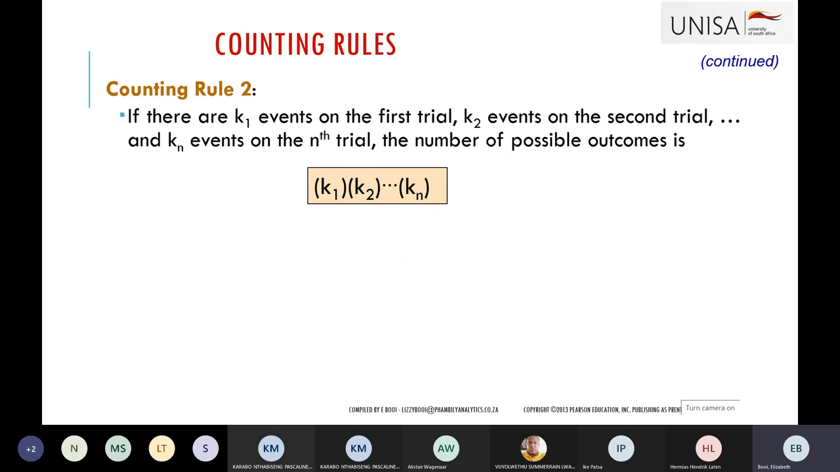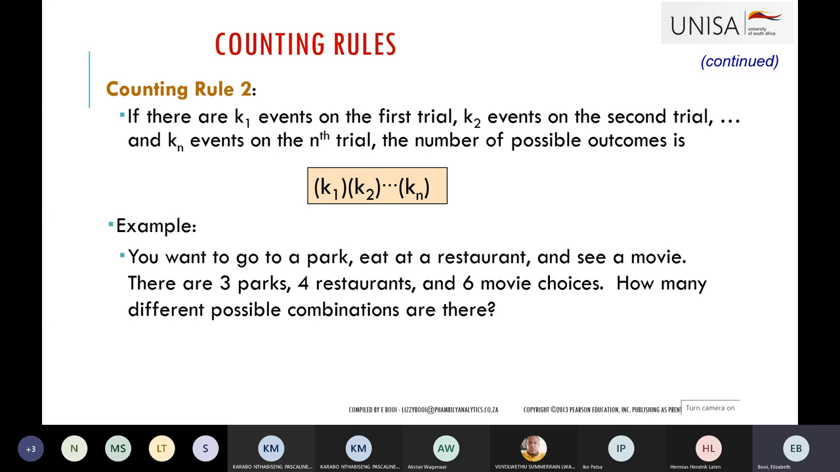216. And we also looked at counting rule number 2, which is the multiplication rule, which says if there are k events, which is K1 events on the first trial, K2 events on the second trial, and Kn events on the nth trial, and we want to know how many possible outcomes we can have out of choosing any of the scenarios. We looked at an example: if you have to go to a park, a restaurant or a movie, and you have 3 parks, 4 restaurants and 6 movies, how many possible ways can you visit all of the 3 environments? We said it will be 3 times 4 times 6, which will give you 72 different ways.